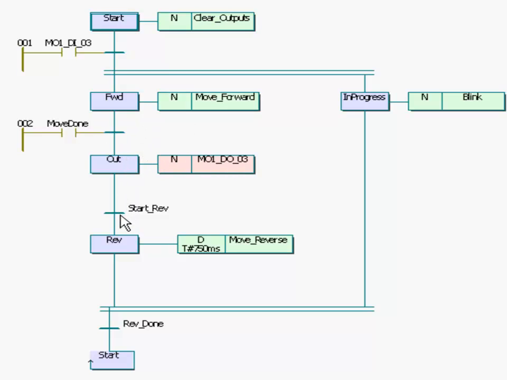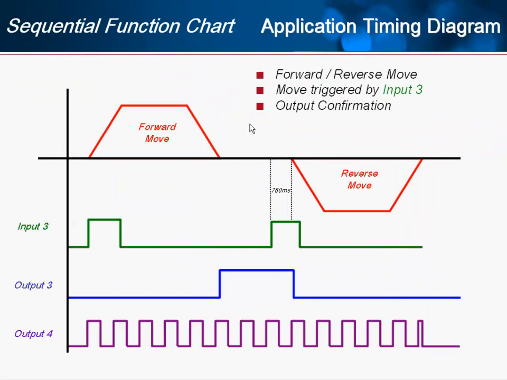And there's another condition that will start the reverse move. There will be reverse move with a time delay of 750 milliseconds before the move happens. And when that move is done, we'll go back to the beginning, back to the top, clear the outputs and wait for input 3 again. So this is a very sequential type of application, perfect candidate for SFC.